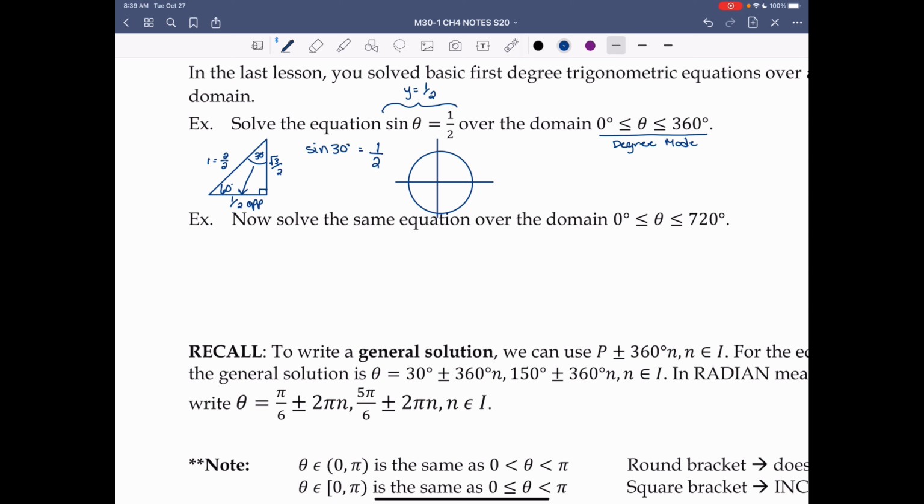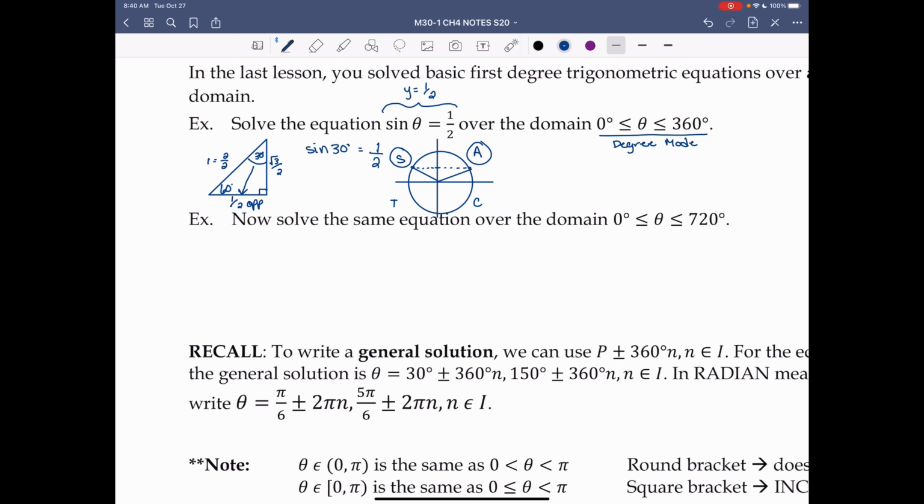Our domain is one full positive rotation. We have sine theta equals 1/2, so sine is positive. We use the CAST rule, C-A-S-T. Where is sine positive? In quadrant 1 and in quadrant 2. So we can have a reference angle of 30 degrees, or we can just go, we know that the y value is 1/2. So we mark 1/2 and then draw over to the unit circle, put a dot in quadrant 1 and join that to the origin. Same thing in quadrant 2, go over to the unit circle at y equals 1/2, join that to the origin, and there's an image of our two angles.